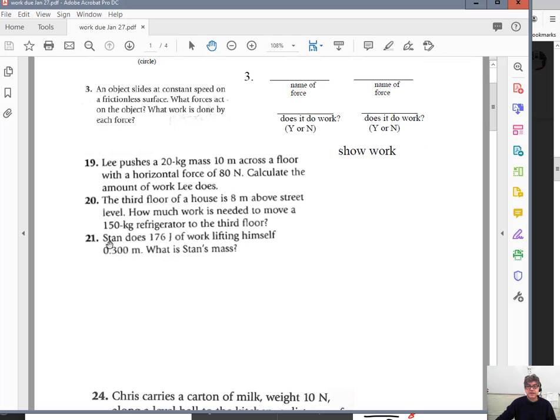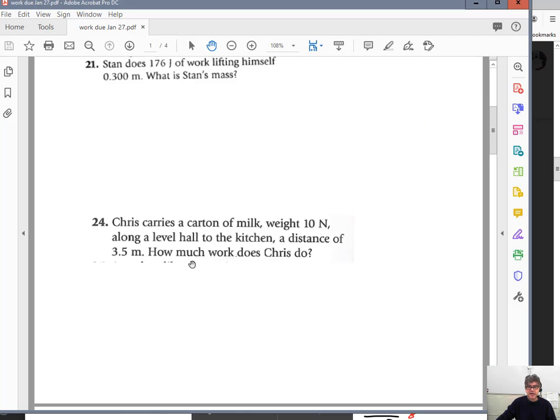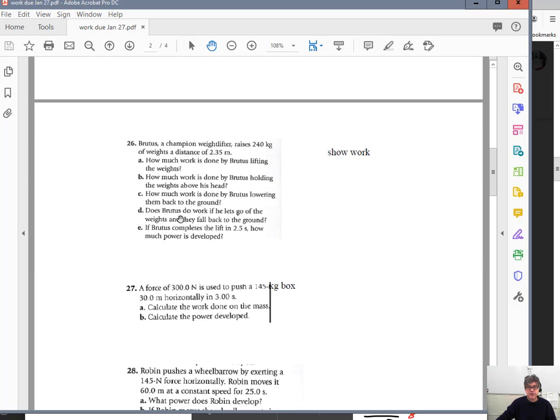You need to find the weight of the 150 kilogram refrigerator by multiplying by 9.81 and then multiplying it by that distance. And then 21, you're reverse engineering, where they're giving you the work and the distance, so you can use the F times D formula to figure out the force. Knowing that force should be Stan's weight, you're going to divide by 9.81 to get the mass. This is the tricky one where Chris is exerting an upward force while he's moving horizontally, so let's see if you can remember the trick for that one.